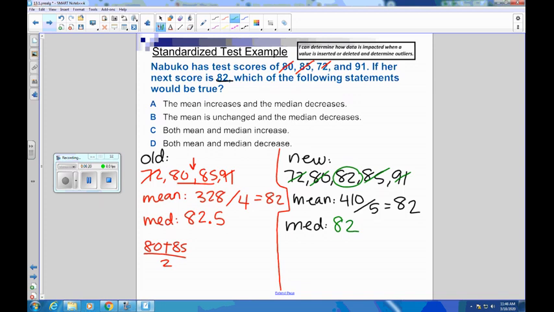So the mean increases. Well, the mean is both 82, so this one is not correct. The mean is unchanged. That's correct, they're both 82, and the median decreases. Well, we started with 82.5, and we went to 82, so that one is correct. So I'm going to put a circle around that one. But I'm always going to check my other answers. So this one says both mean and median increase. That's not true. Both mean and median decrease. That's not true. So my answer is B. The mean is unchanged. The median decreases.